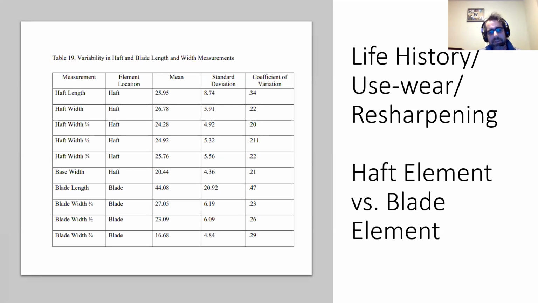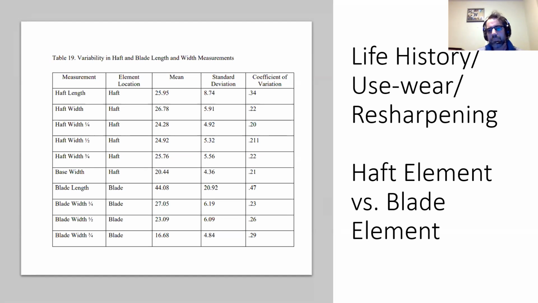So what I did initially is I took all my haft measurements and I took all my blade measurements and I calculated the coefficient of variation, i.e. how variable these things are. I expected to find that haft variance wouldn't be as variable as blade measurements. The idea being that they resharpened the blade while it was hafted, right? Fixing small issues, resharpening, things like that. So the blade element should be affected more. And it is, right? The COV values are a bit higher, but not a ton higher.